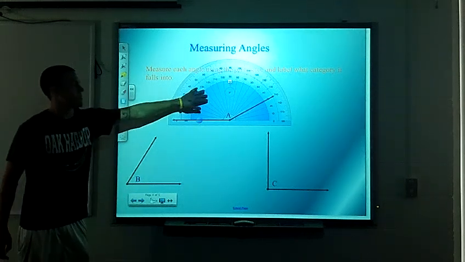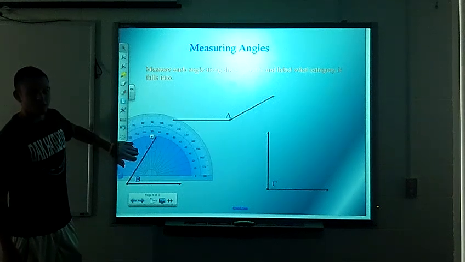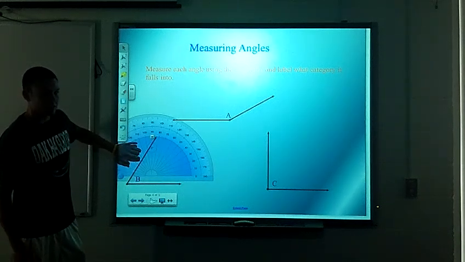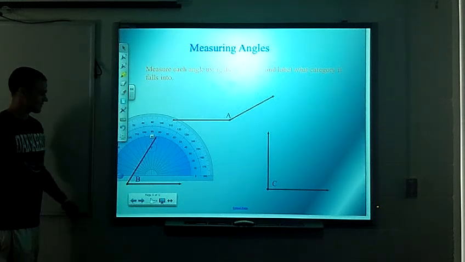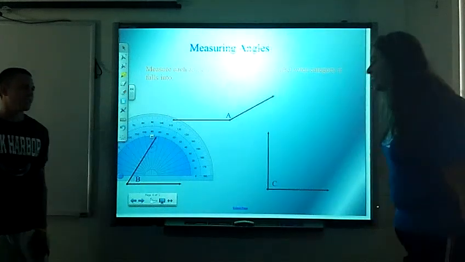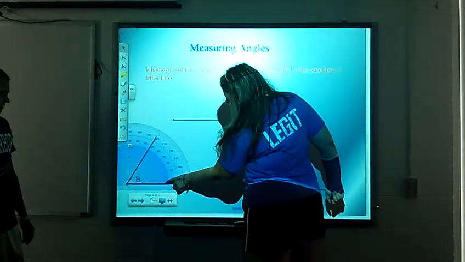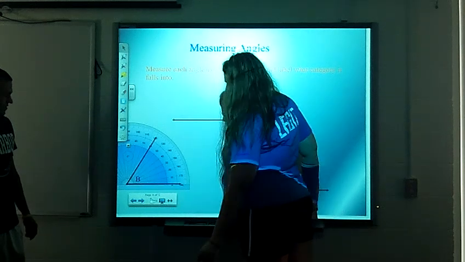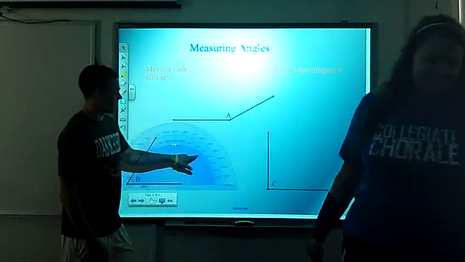Who wants to come up and measure this one down here? I got it. Jessica, you got that? You can go. Before we go, what kind of angle is it? Acute. Good. So let's check and make sure. What does that measure up to? 60 degrees. Perfect. Awesome.